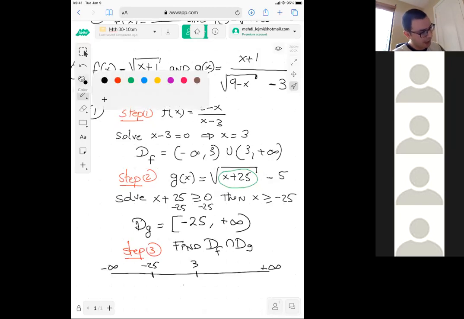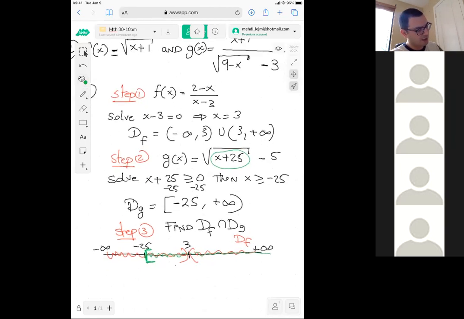So for the domain of F, it's any number except 3. So this is the domain of F. And then the domain of G, it's any number larger than negative 25, negative 25 included. So here's negative 25, and then any number larger than negative 25.